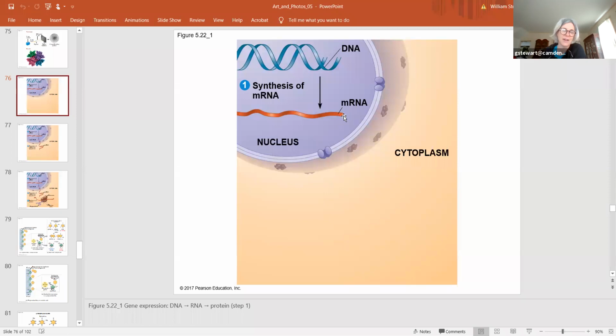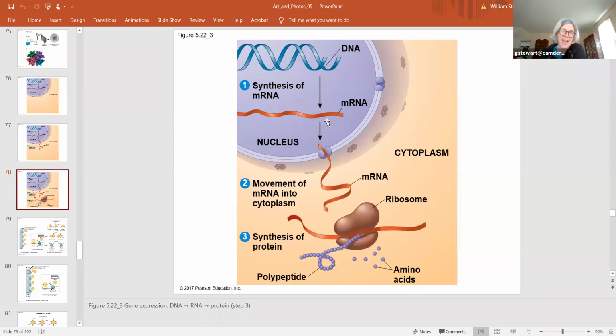So it's going to have that other sugar, the ribose, and a different base. It has uracil instead of thymine. And then this RNA is going to leave the nucleus, and it's going to be translated into proteins. So this part we call transcription and this part translation. That is all in chapter 17, which we're going to get to later, so that comes a lot longer.